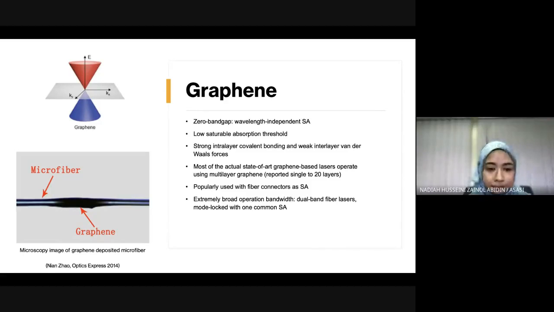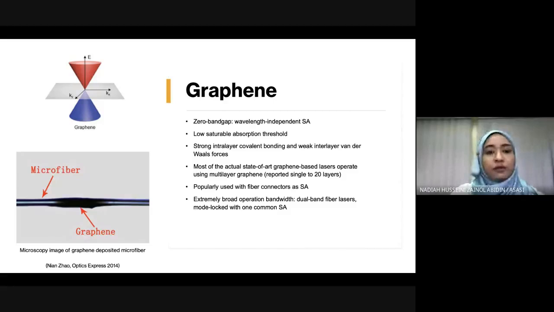Okay, so the diagram on the bottom here shows the graphene deposited on the microfiber. It's not very interesting, but that is how it looks like. Okay, so graphene is popularly used with fiber connectors as SA.